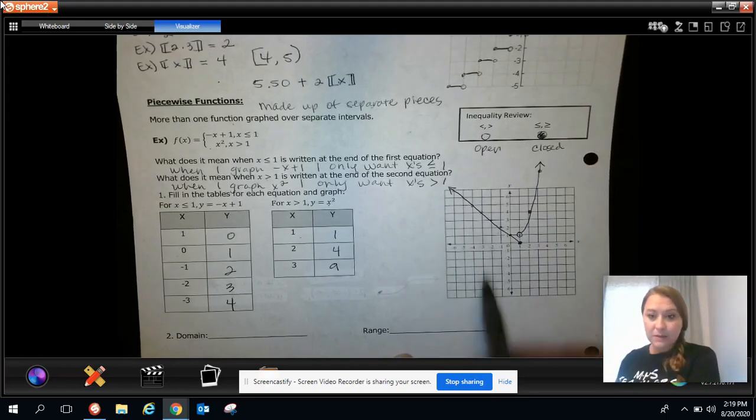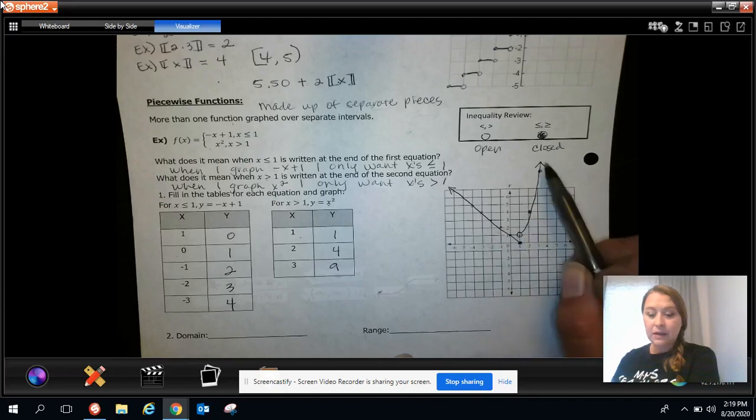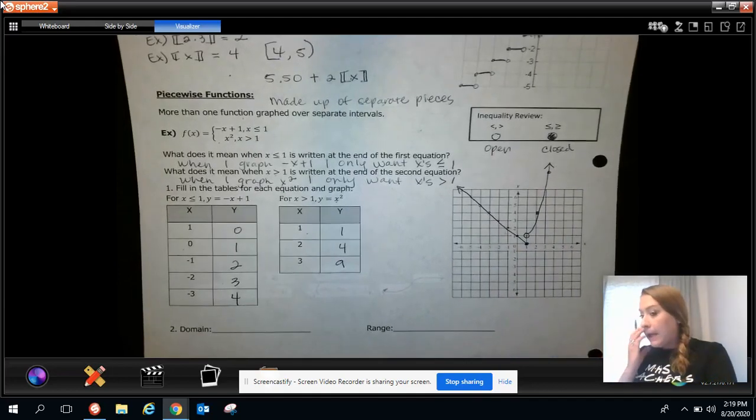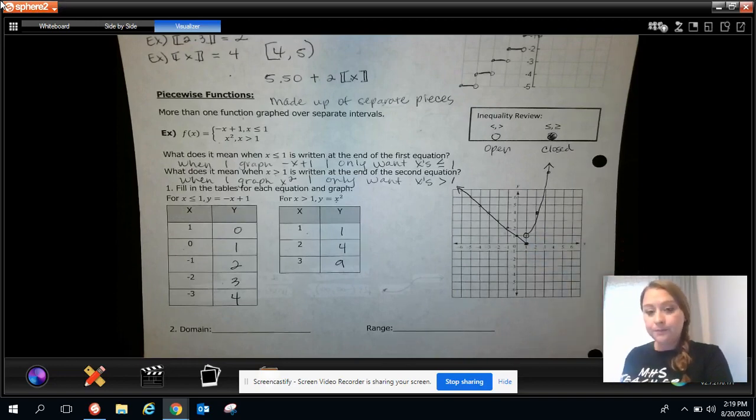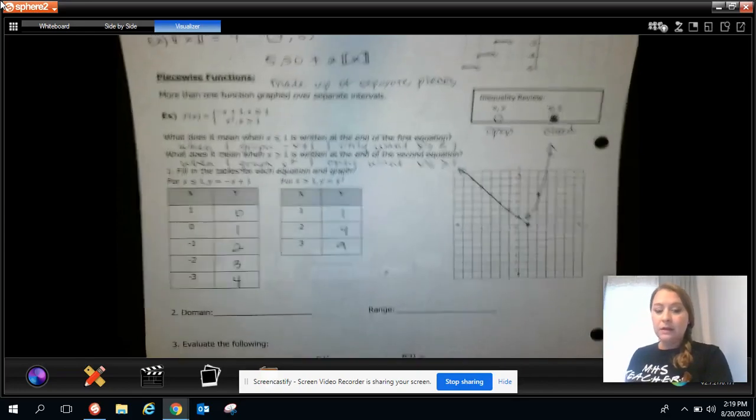And there is my piecewise graph. So it's two pieces to form one graph. And like I said just now, if you have a closed circle on one and then you have this other section and they're not joined together at the same point, like this one's not joined together, then usually one is going to be closed and one is going to be open. So just keep that in mind.